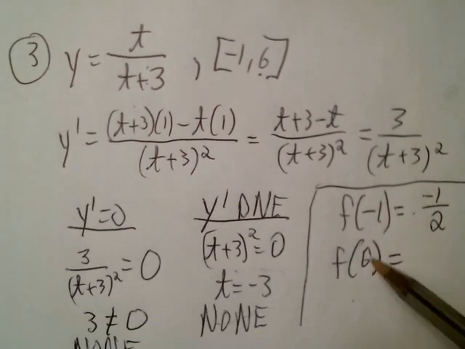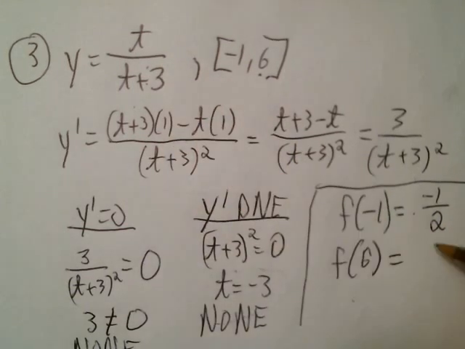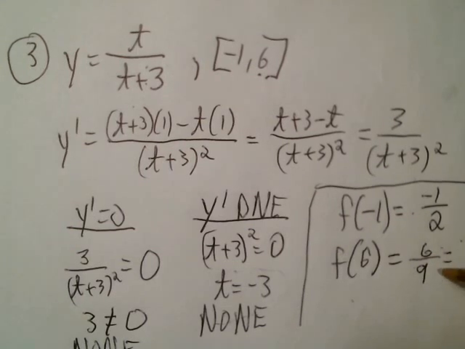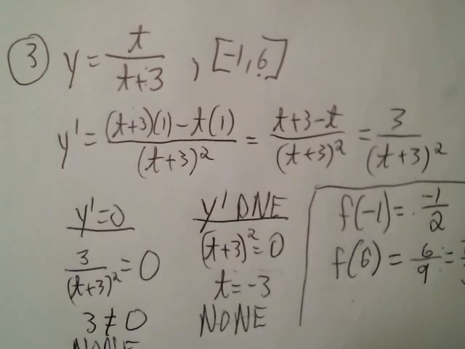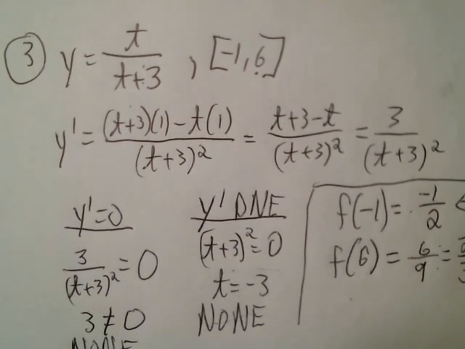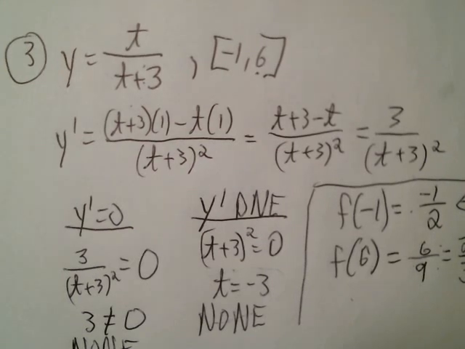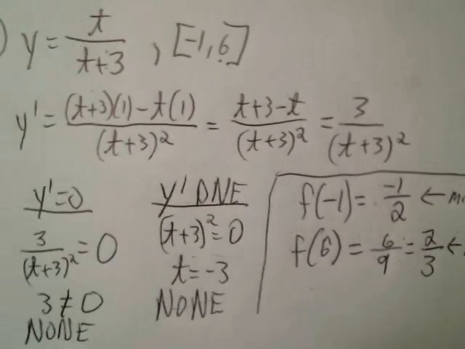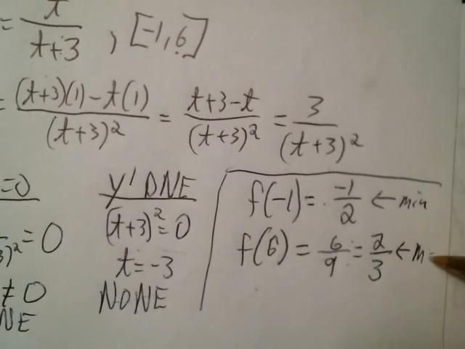And then if I plug 6 into here, what do I get? 6 all over 6 plus 3, which is 6 over 9, which is, divide top and bottom by 3, I get 2 all over 3, right? Okay, so what does this tell me? Well, this guy here is the min, the absolute min on that interval, and then that guy right there is your absolute max. Oops, I ran off the page. That's going to happen. Okay.